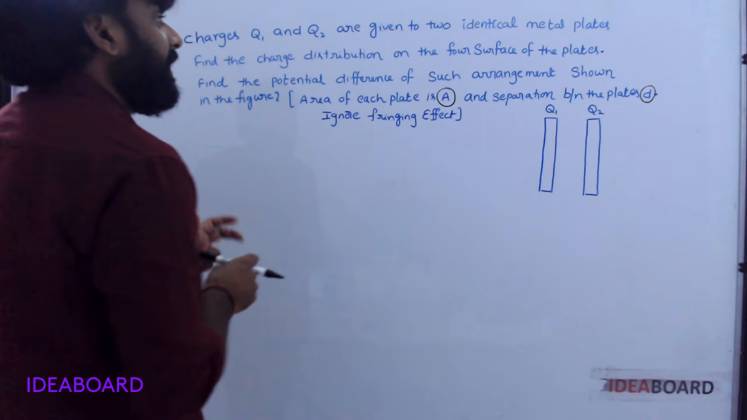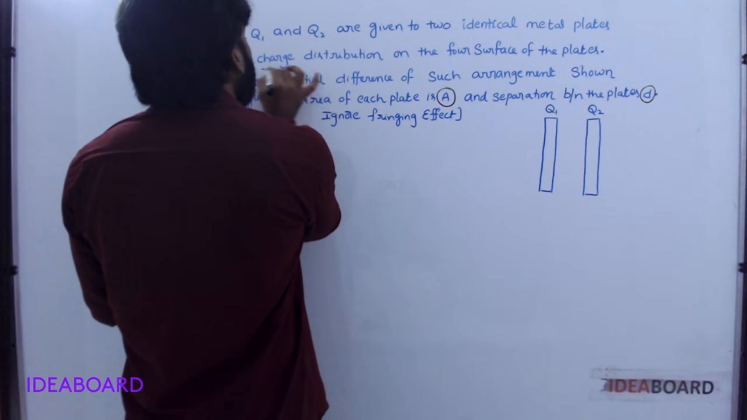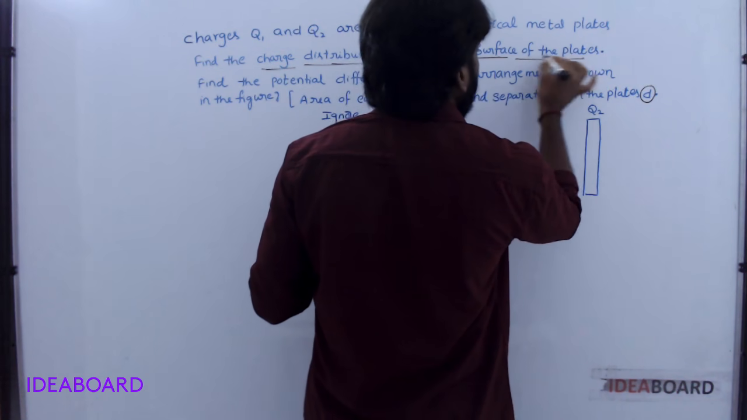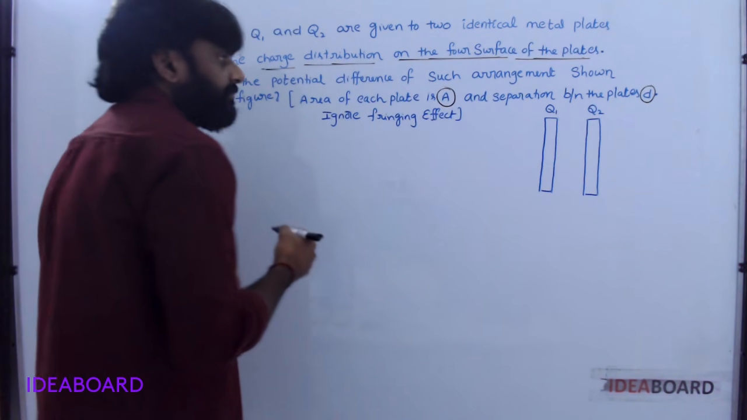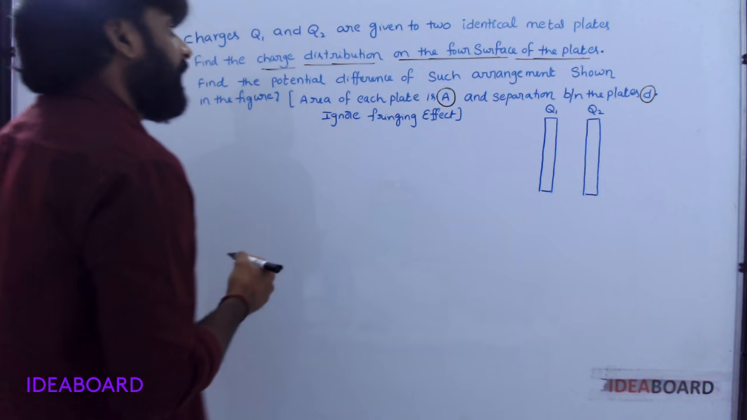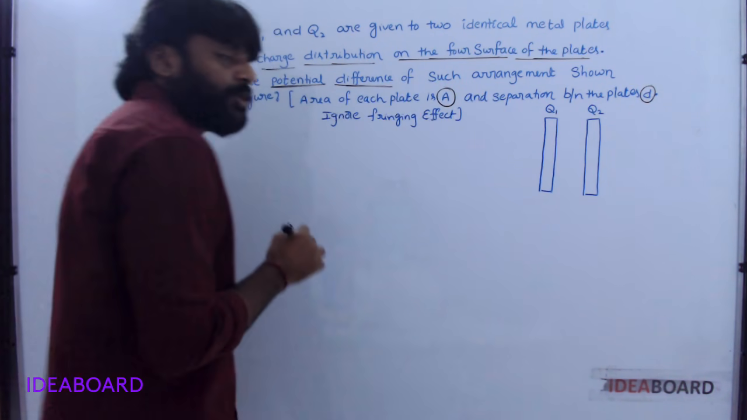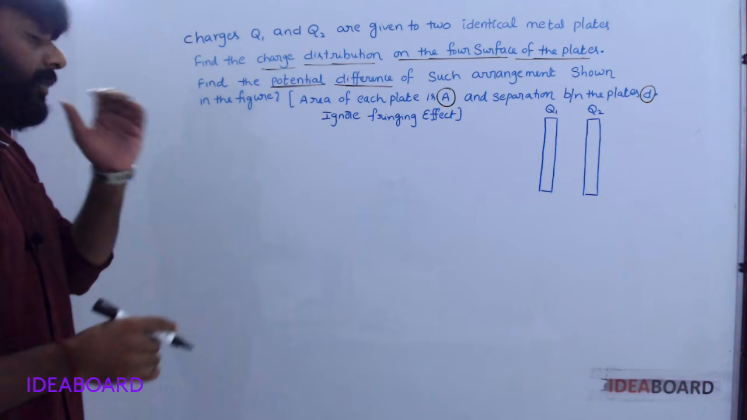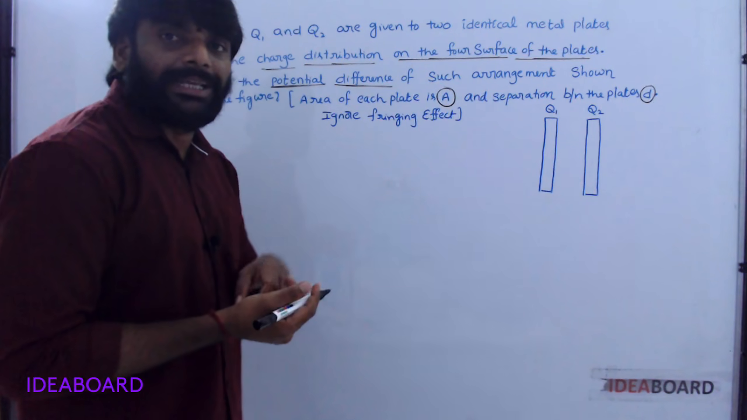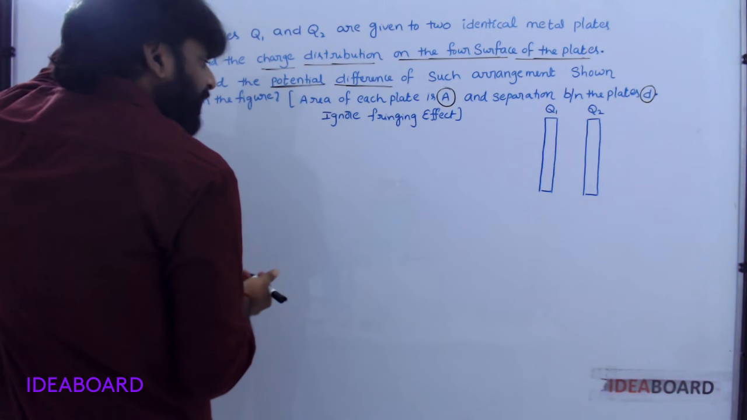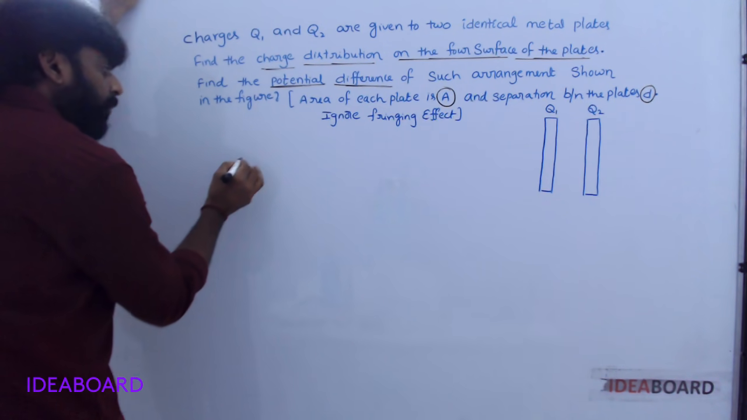So what is the required quantity here? Charge distribution on the four surfaces of the plates, and also potential difference. These two are required. You know already how the charge is distributed, so once again I will explain with one example.